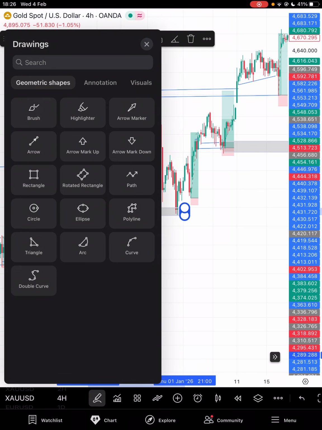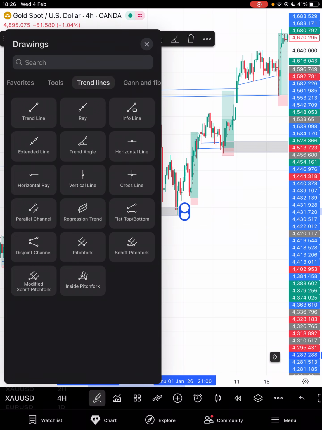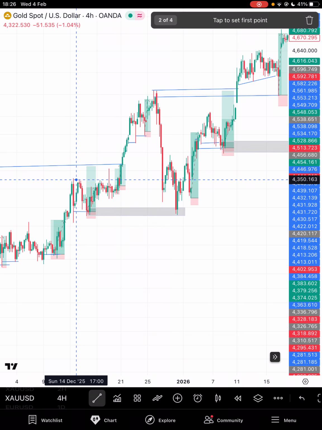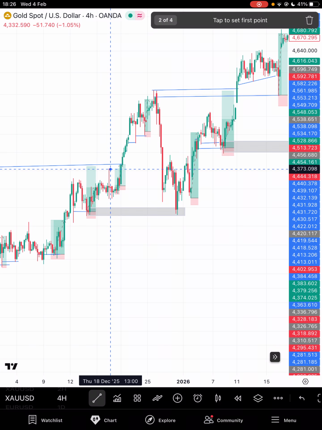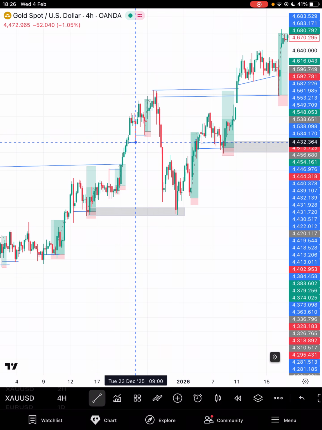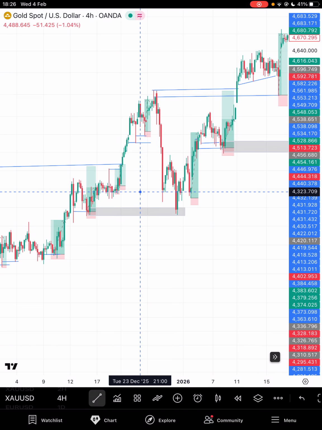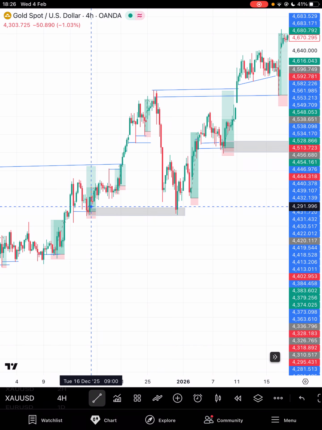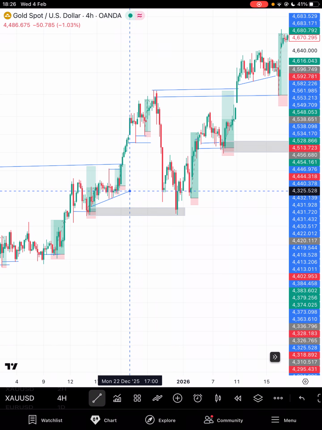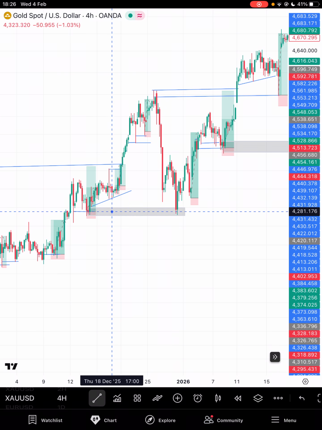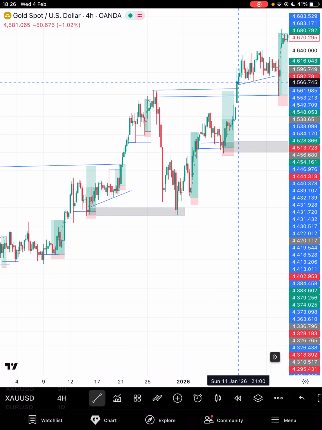Why was that entry valid? Because we had this break here to the top. When price broke here to the top, it created an inducement. This inducement here, and then price couldn't respect this order block. Price instead came and respected this other order block. Why? Because it had a little bit of liquidity here to be swept still. So price swept that liquidity, tapped the order block, and that's why the order block was valid.